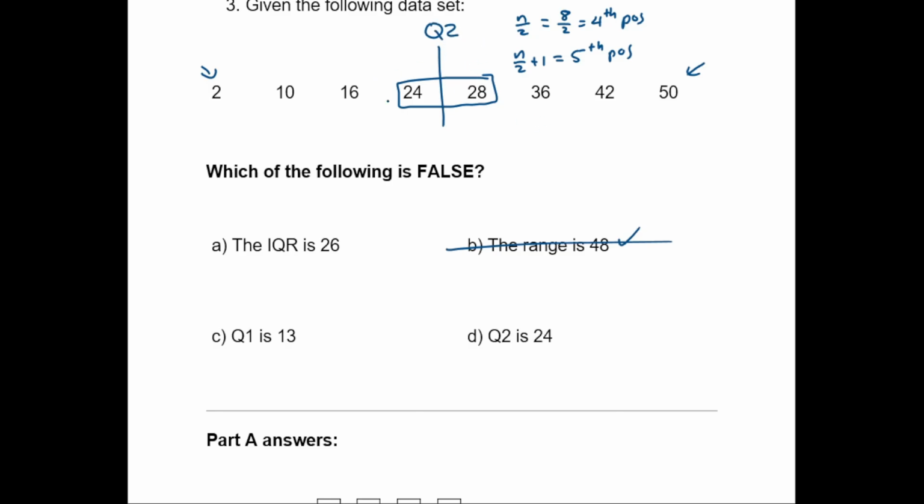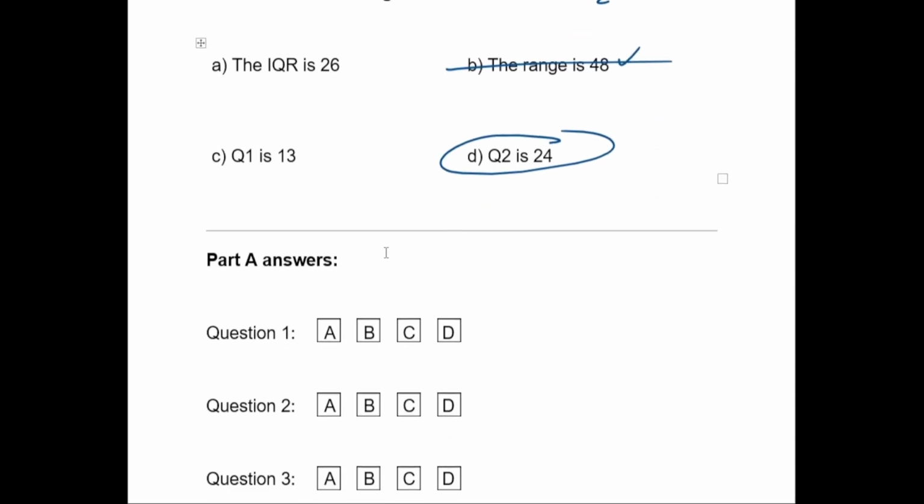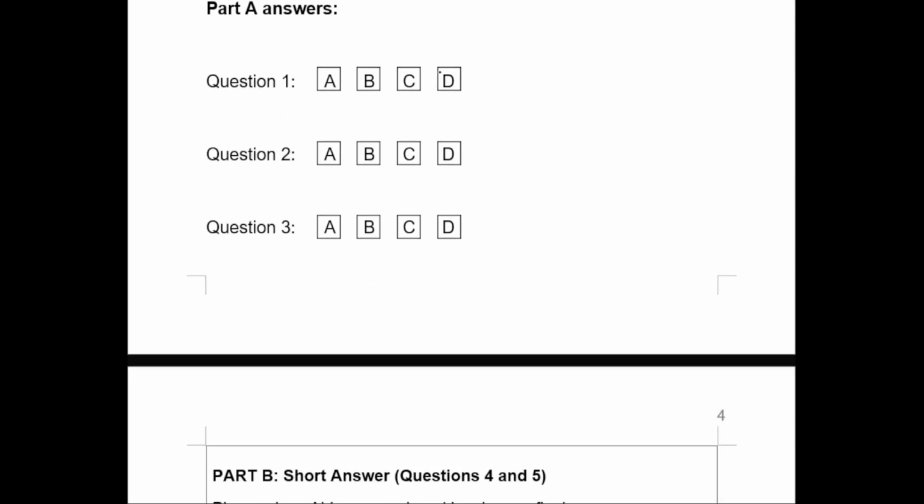Now when Q2 falls between two numbers, just like when your median falls between two numbers, we take those two numbers, put them aside, add them up, divide by 2. We're trying to find the average of those two numbers, right? And that tells you Q2 is 26, okay? And this one says Q2 is 24, which does not match. So this is the false one. Okay, so question 3, the answer is D. So for part A, the answers are D, A, and D.